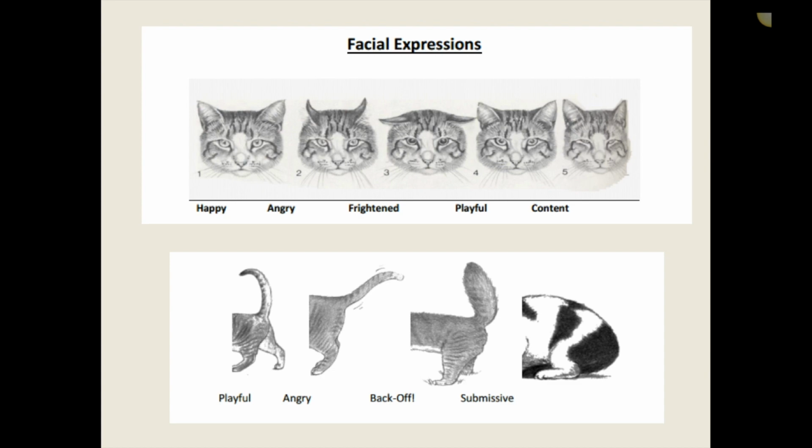So looking at facial expressions, I like this chart here. Number 1 is happy, angry is number 2, frightened is number 3, playful is number 4, and number 5 is content and relaxed. Look at the frightened cat, number 3, and note the pupils. The pupils have dilated, and the ears are flattened down against the head.